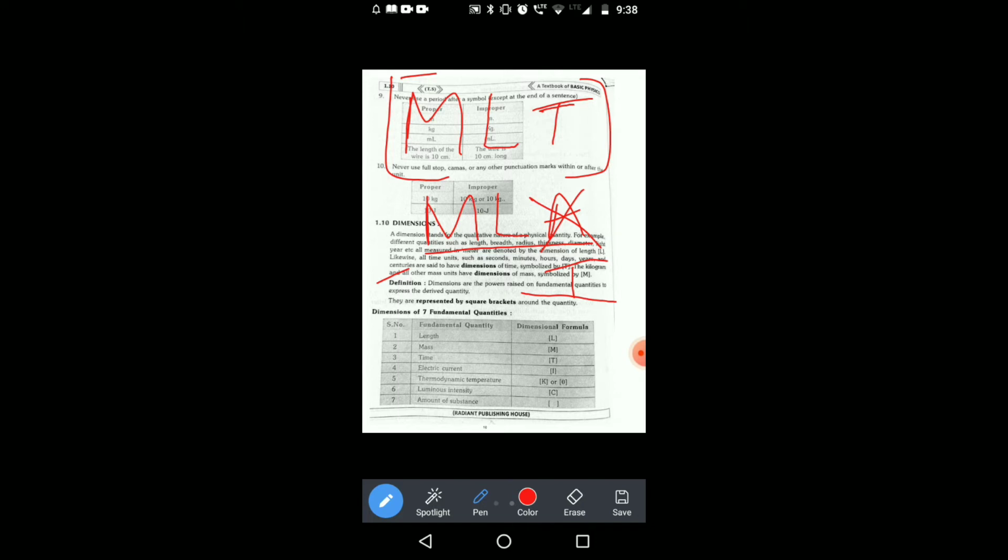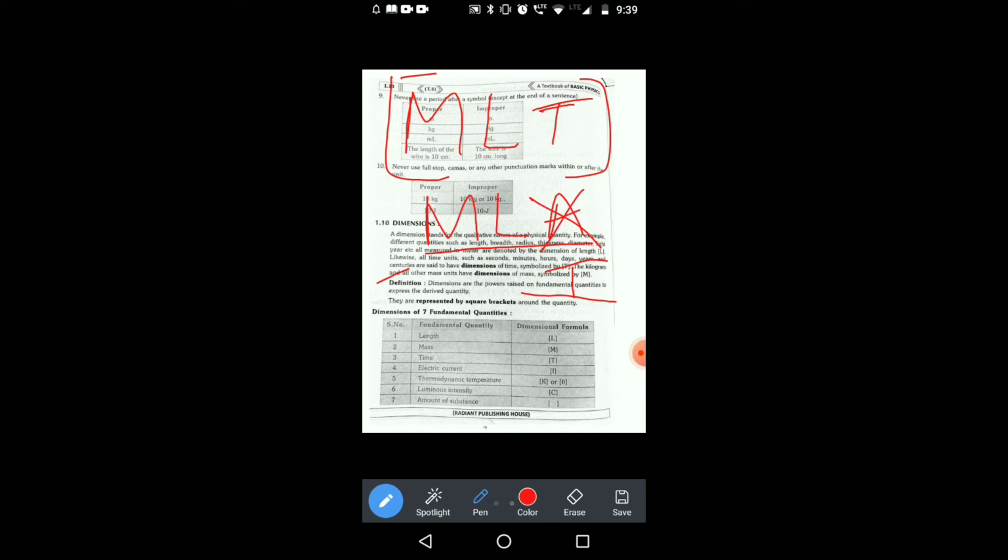Dimensions of 7 fundamental quantities. The first one is length, second one is mass, third one is time, fourth one is electric current, fifth one is thermodynamic temperature, sixth one is luminous intensity, seventh one is amount of substance. Here there are 7 fundamental quantities.